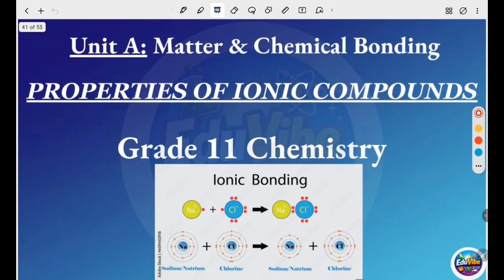Today we will start with another topic of matter and chemical bonding, which is the properties of ionic compounds. In the last few videos we discussed ionic bonding, ionic compounds, how we can name them, how we can write them, and in the last lesson we discussed electron diagrams, which are again based on ionic bonding. But today we'll discuss the properties of ionic compounds. What are those properties? We will discuss them now.